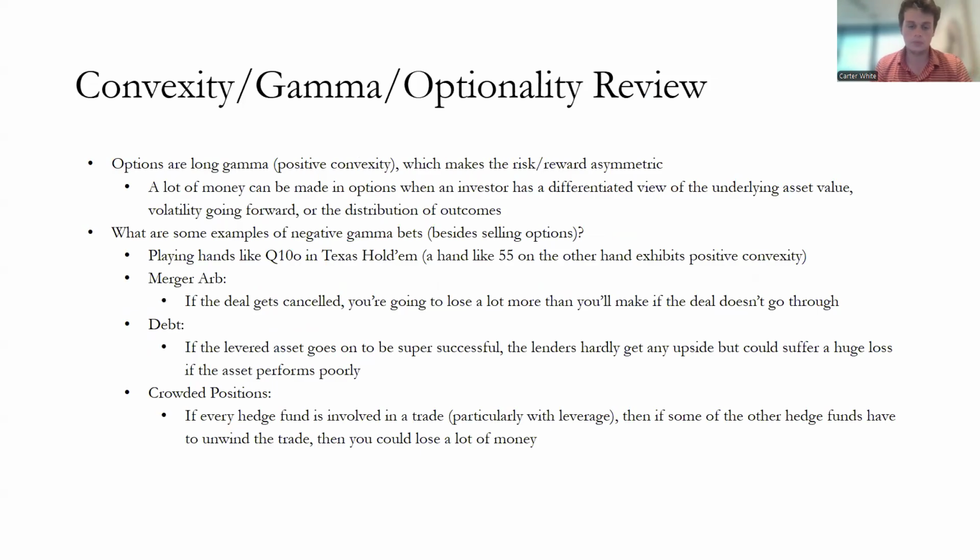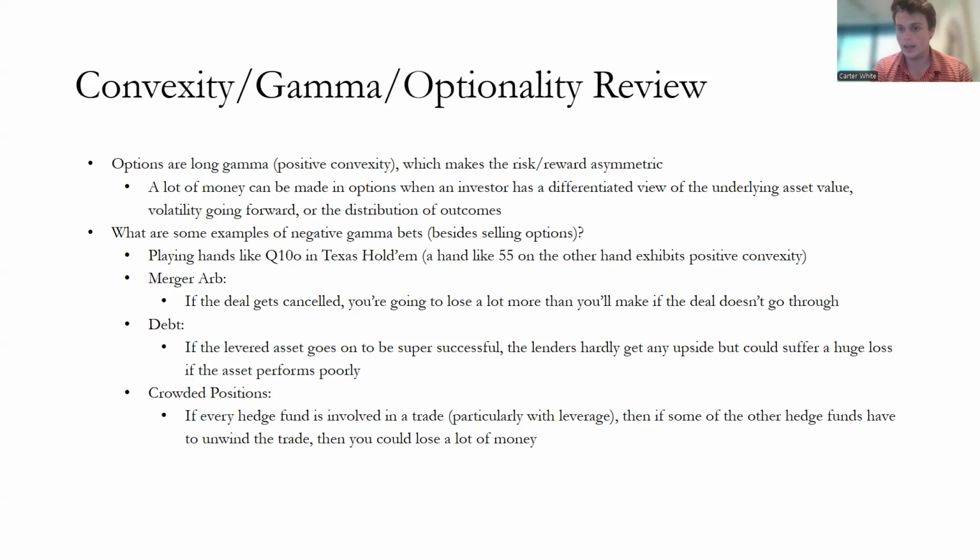So kind of just reviewing the lecture, again, options, calls, and puts are long gamma. They have that positive second derivative effect, positive convexity, which makes the risk reward asymmetric, where the reward is a lot more than what you're risking. And a lot of money can be made in options when an investor has a differentiated view of the underlying asset, the vol going forward, or the distribution of outcomes. So it's interesting, all three of these could give you an edge.